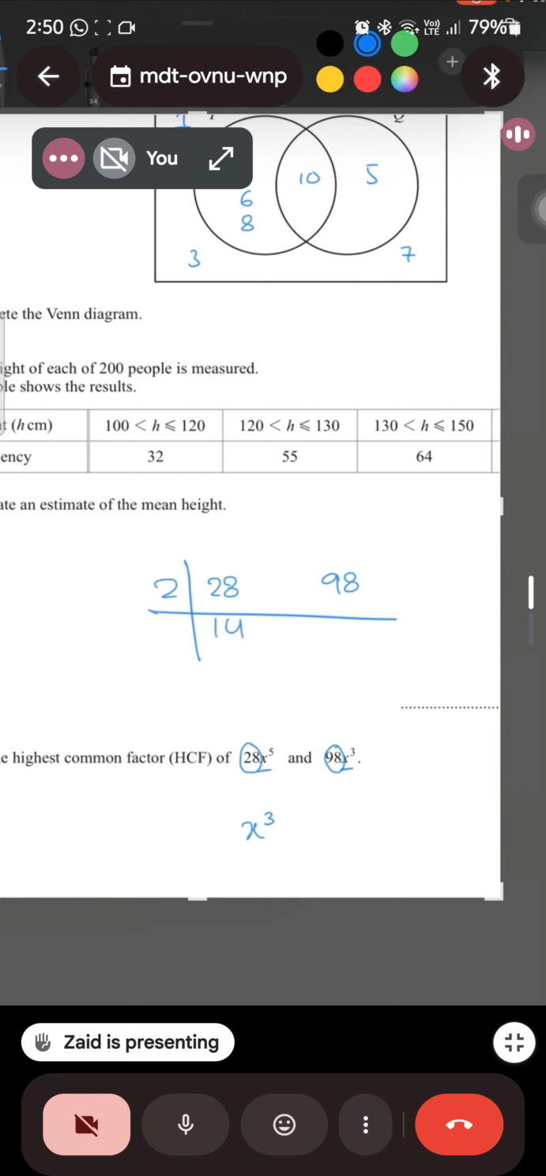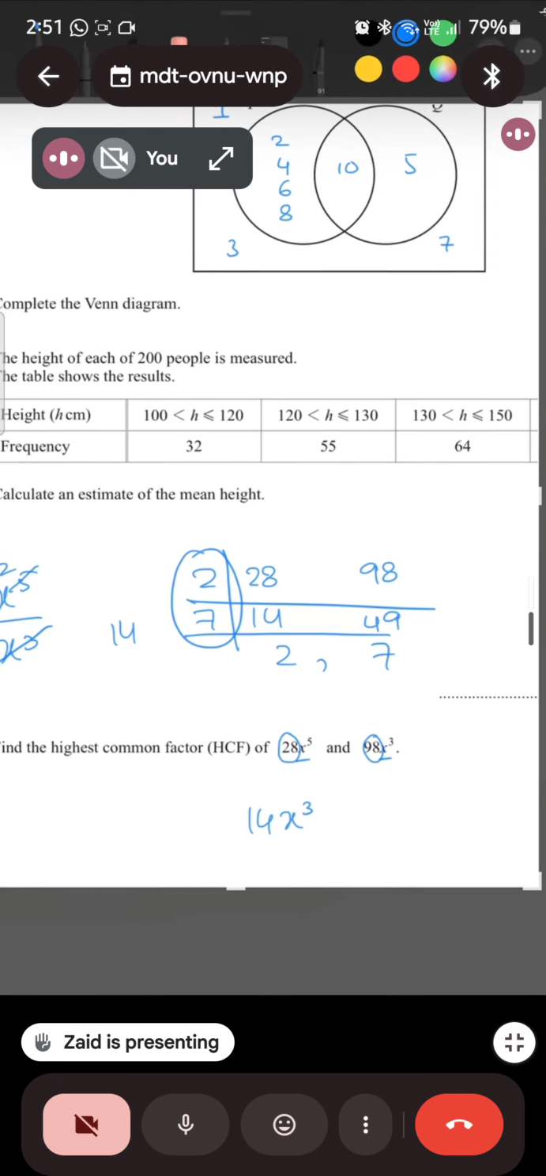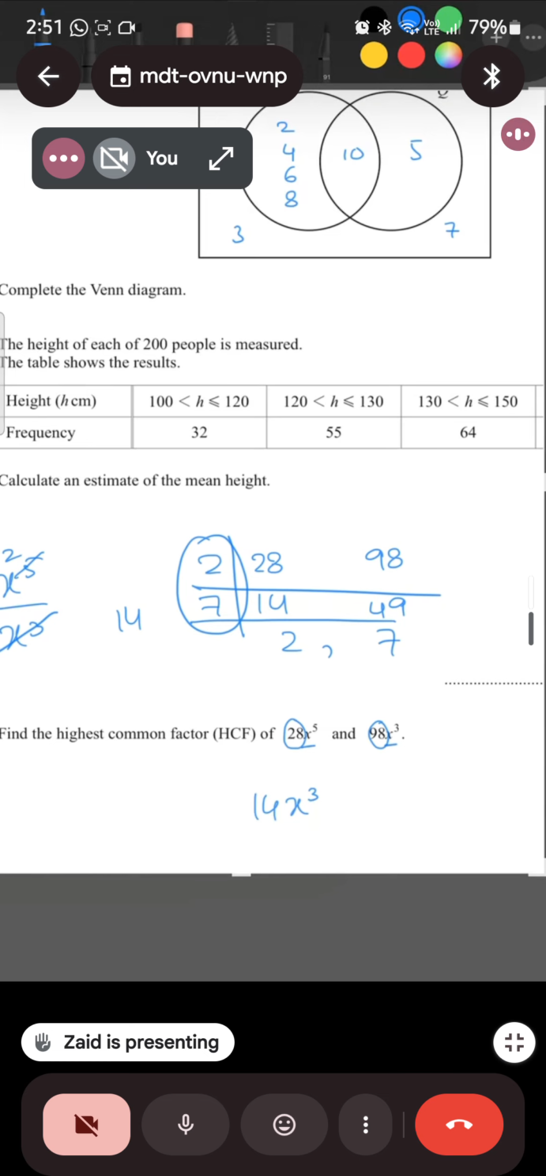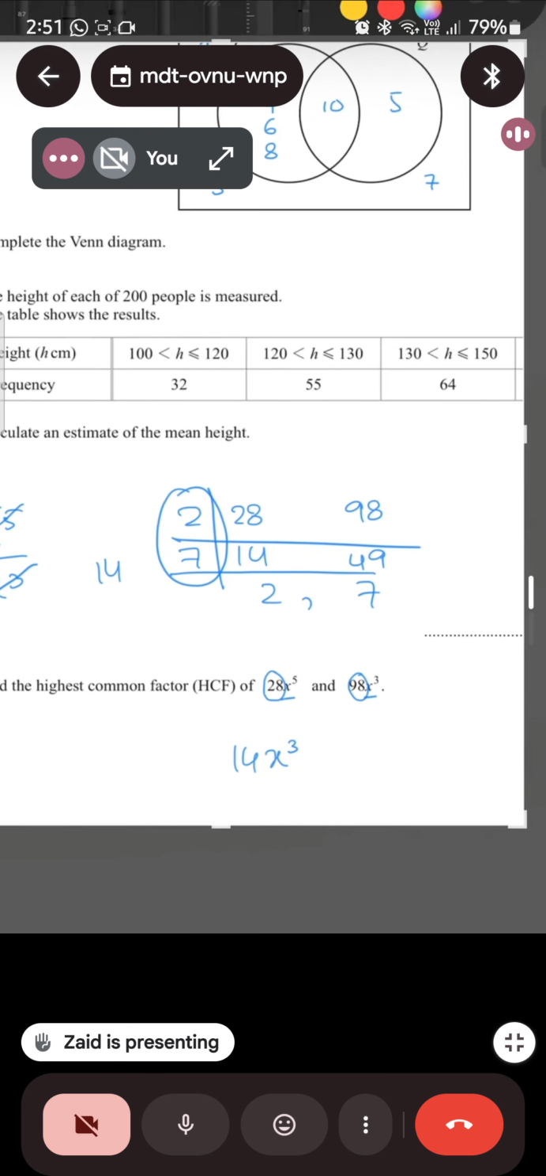2 14s are 28, 2 49s are 98, and 7 2s are 14, and 7 7s are 49. That's it. Now they're coming in different tables. So you pick this one, it's 14. Okay. So 14 is the factor in which 28 goes and 98 goes as well. Is this clear? And for x5, x5 can be divided by x3. So x5 is a multiple of x cube. X cube is a factor of x5, by the way. Okay. So for HCF, you're going to take the smaller power, and for LCM, you're going to take the larger power.